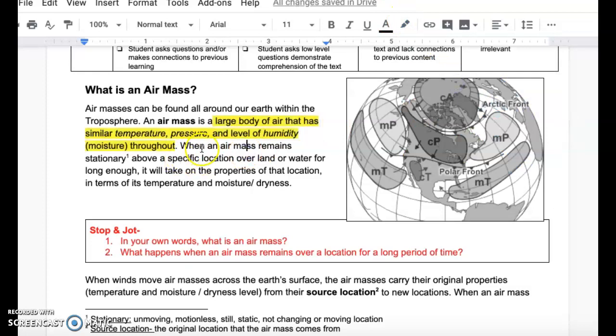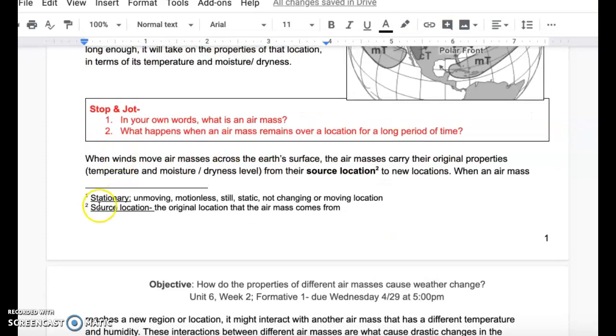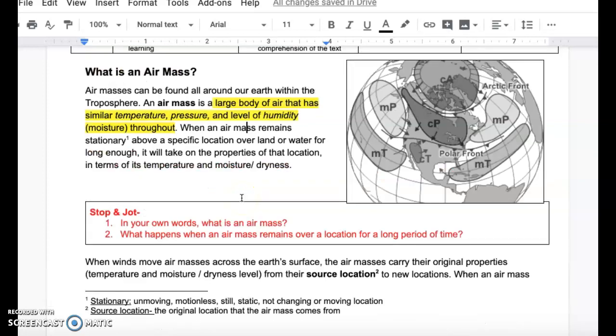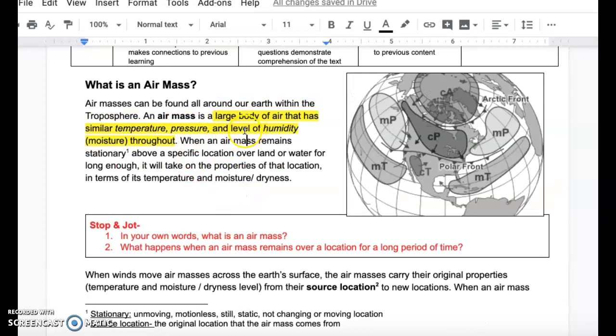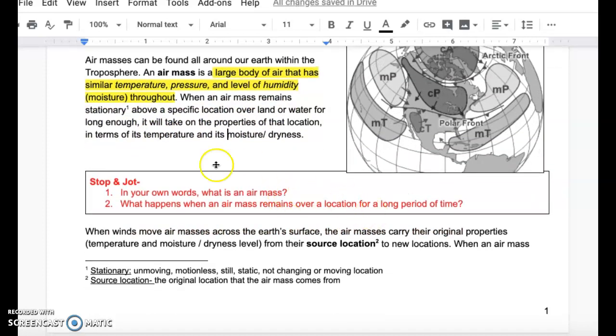When an air mass remains stationary, I know stationary means it's unmoving, motionless, still, static, not moving. Okay, so when an air mass remains stationary above a specific location over land or water for long enough, it will take on the properties of that location in terms of its temperature and its moisture or dryness.